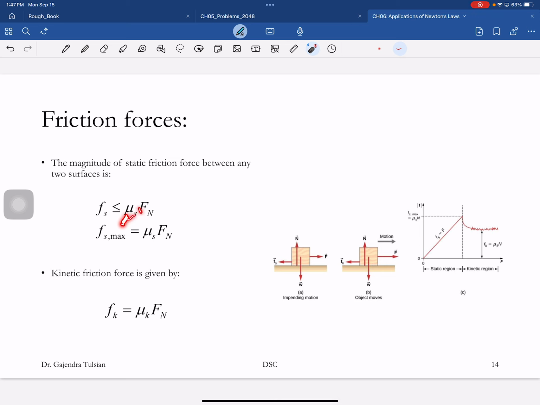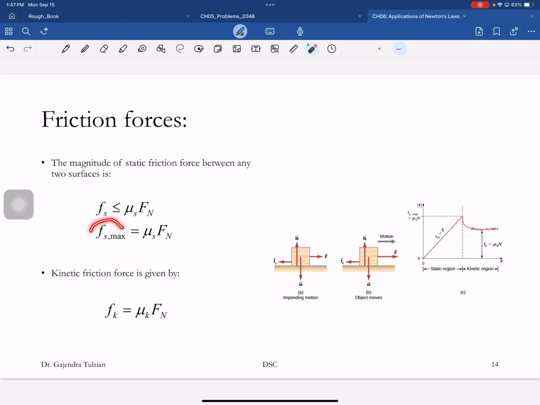That's a measure of... can you tell me what is the dimension of this? So this is a force, that's a force, that's the normal force. So this is a dimensionless quantity. What it tells you is how sticky the two surfaces are. The greater this value, the greater the friction force. So this tells you the stickiness of the two surfaces.